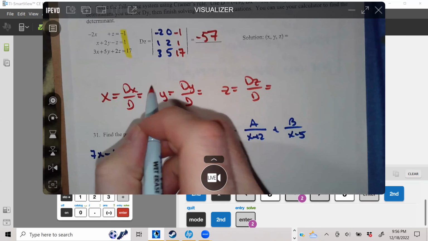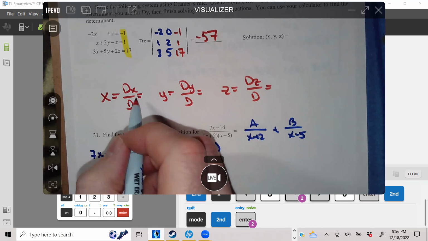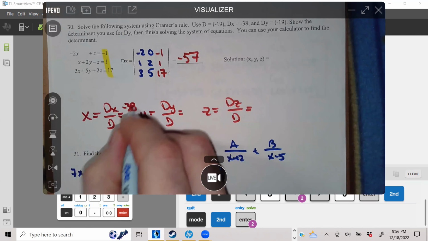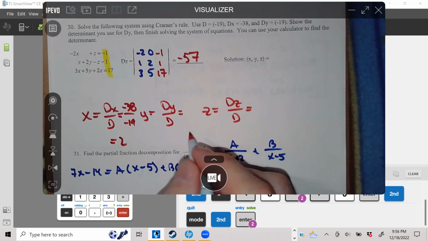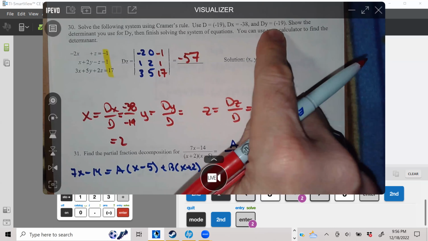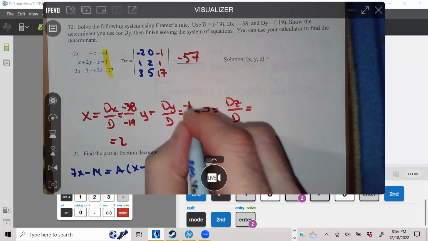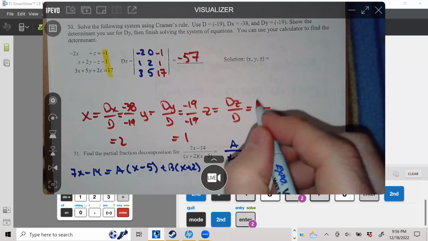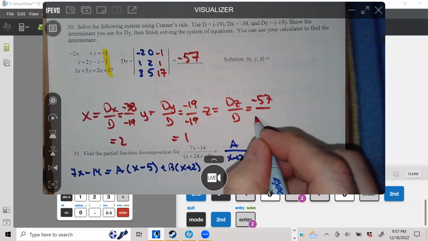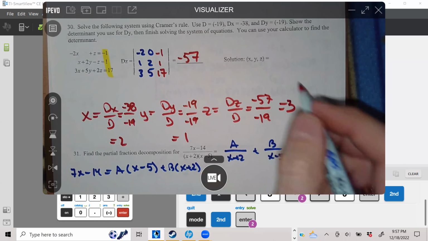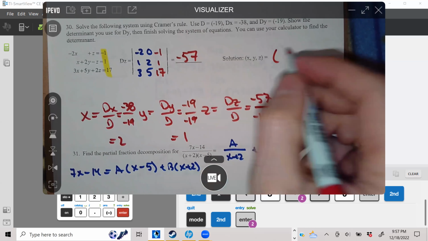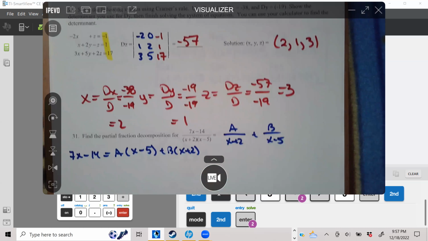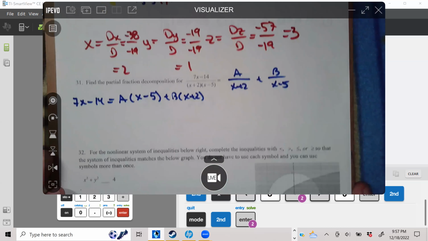So x is dx over d, which in our case would be negative 38 over negative 19, which is 2. dy over d is negative 19 over negative 19, which gives me a 1. And finally, dz is negative 57 over negative 19, which gives me a 3. So the solution in the XYZ form is 2, 1, 3. Please don't make me go digging around to figure out what is what. Just put it right up here for me, please.